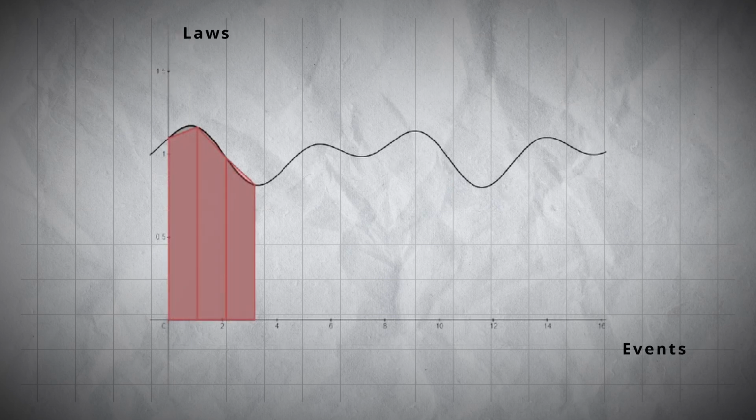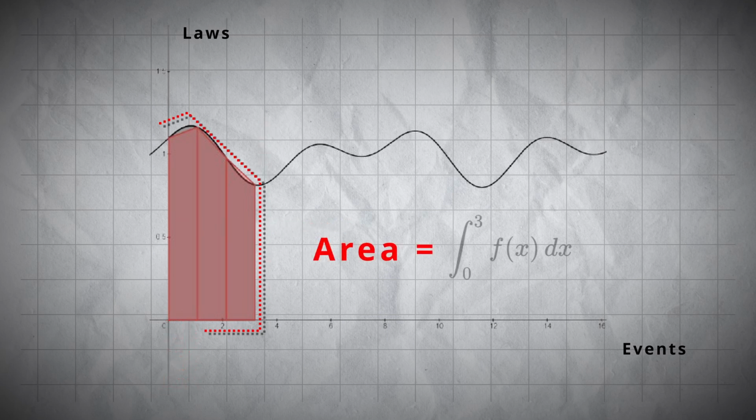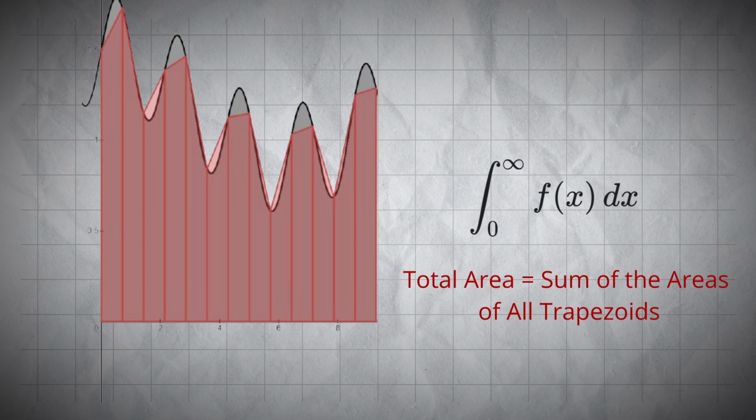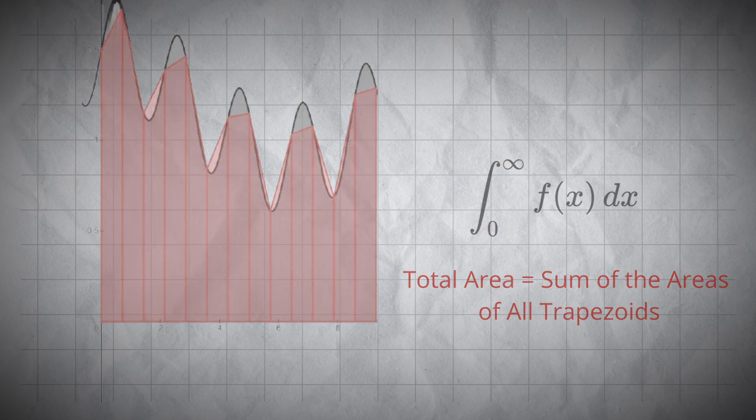To make this simpler, think of each event as a small rectangle on the graph. The height of the rectangle shows how strict the law is for that event. The integral is just a way of adding up all these little pieces to find the total. Here's an example. Imagine a plot of land with a really irregular shape. To figure out its area, you could break it into tiny pieces, calculate the area of each piece, and then add them all together. That's what an integral does. It adds up all the small parts to give you the total.